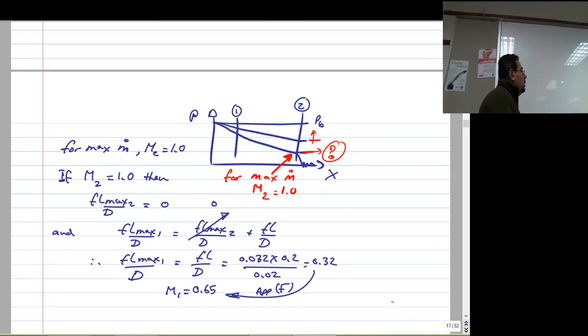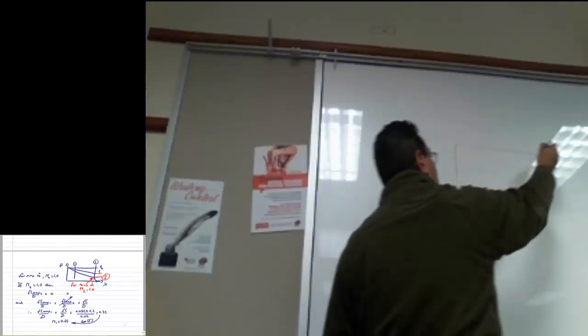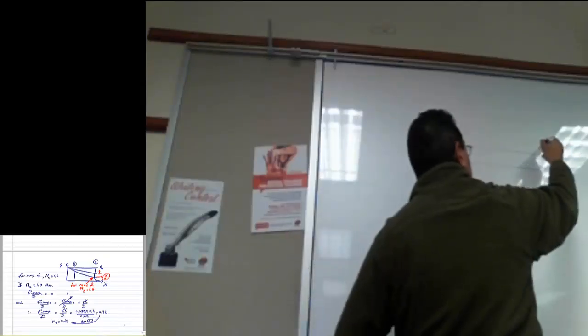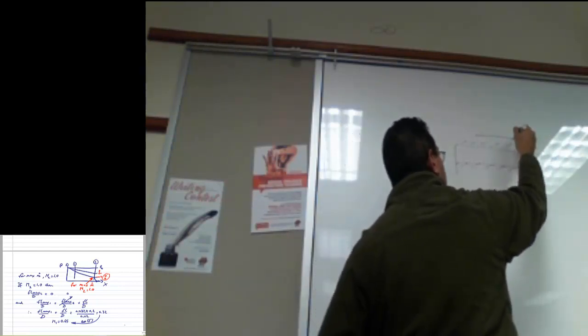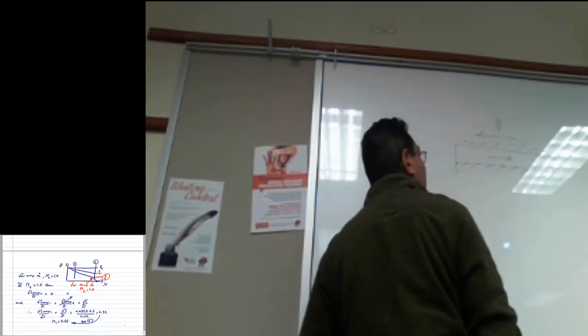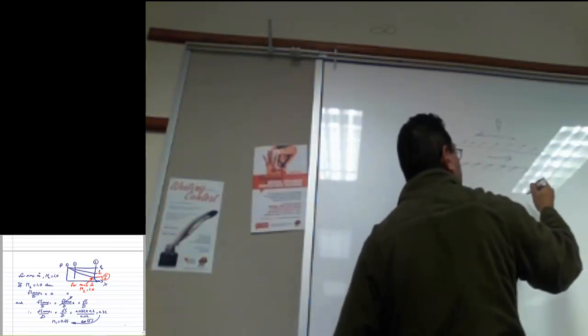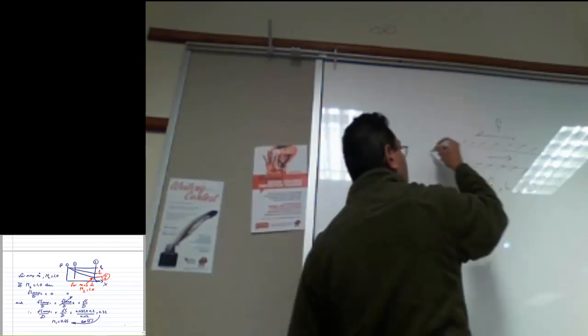So, what are we doing in this chapter? We are doing adiabatic duct with friction. Okay? So throughout this duct, as the flow is going this way, there's friction acting on it. Alright? This duct has a diameter D and a length L and has friction F.